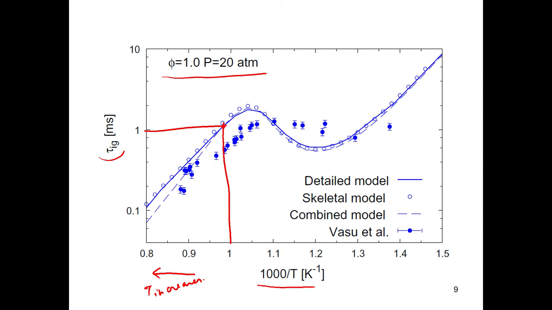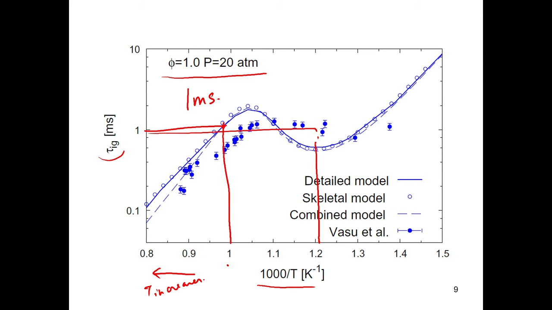But what I want to say is that even at a temperature as high as 1000 Kelvin, or less than 1000 Kelvin, say at this value when 1000 by T is equal to 1.2, the ignition delay time is a finite number of about 1 millisecond. So, this is a typical ignition delay time of 1 millisecond. Now, why are we discussing all these things?